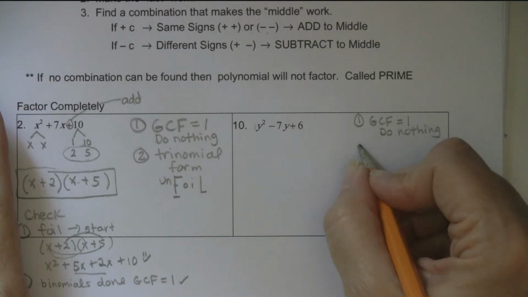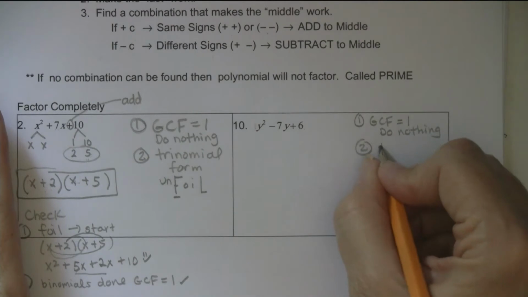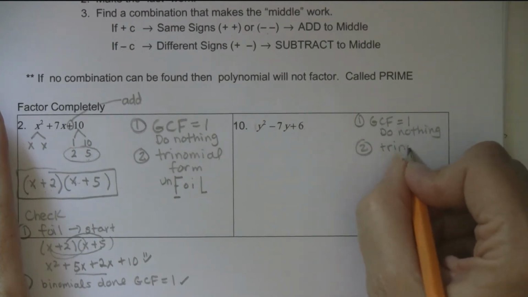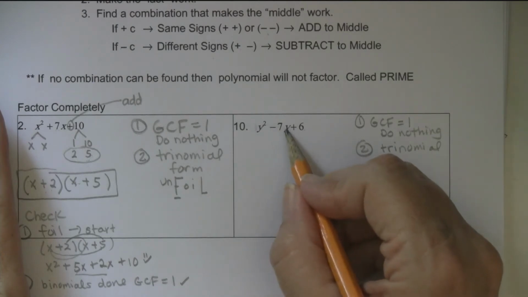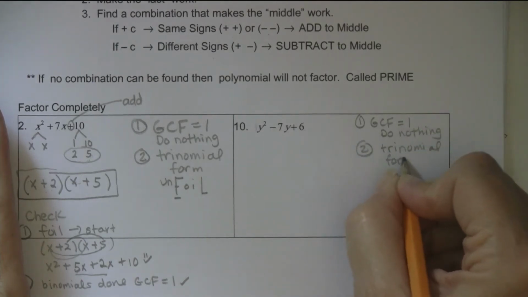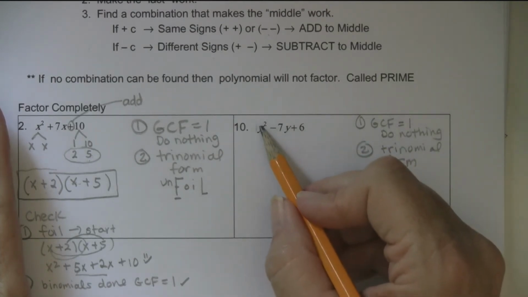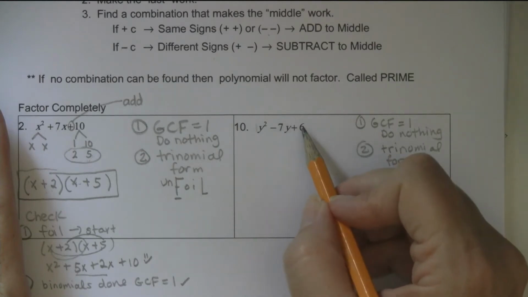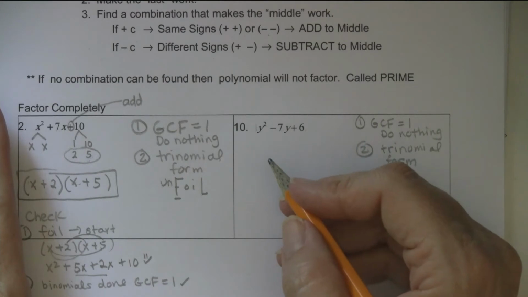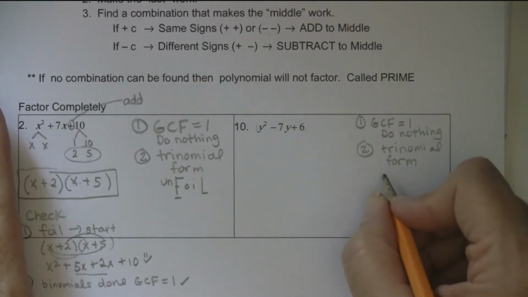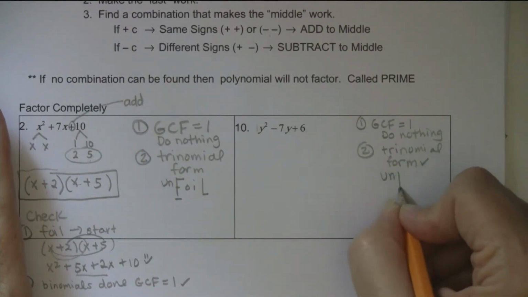So you go on to the second step, which is to count the terms. 1, 2, 3. It's a trinomial. It's got 3 terms, right? And how I factor a trinomial is that I make sure that it's in the form, and it is. The variable is y instead of x, but that's okay. Y squared, y to the 1, y to the 0, so it's in the form. Doesn't matter what the numbers are, doesn't matter if they're positive or negative, it's in the form. And then I tell myself, okay, yes, it's in the form, unfoil.